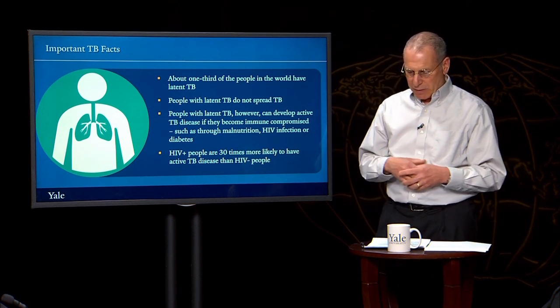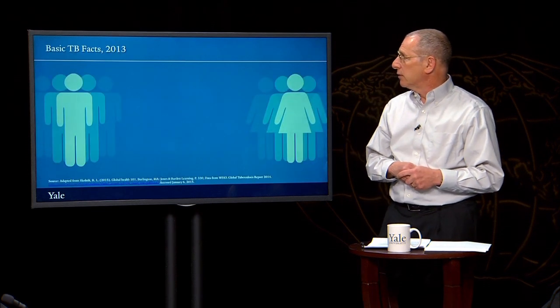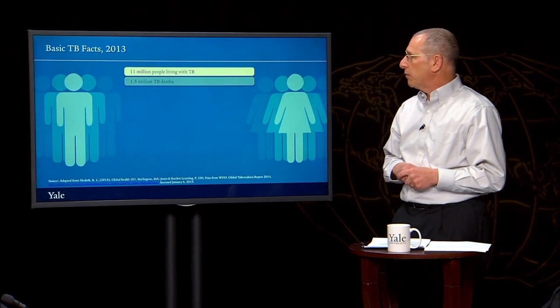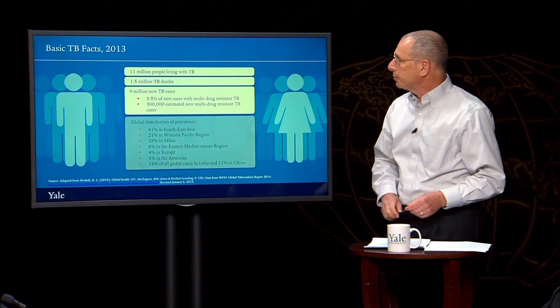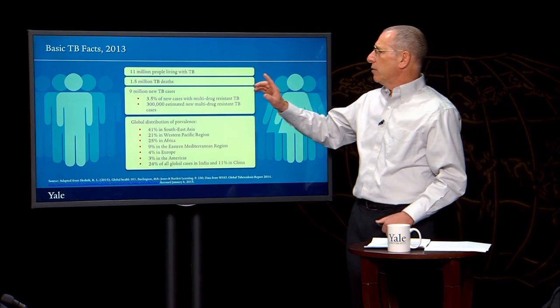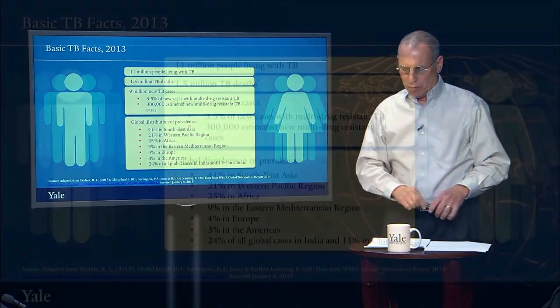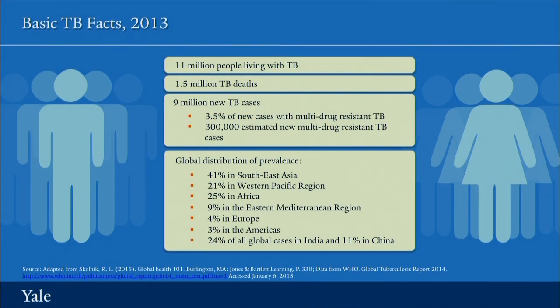The next graphic speaks to the burden of tuberculosis disease, what we'll call basic TB facts for 2013. In 2013, there were 11 million people in the world living with TB. There were about 1.5 million TB deaths. It was at that time about the same as HIV.